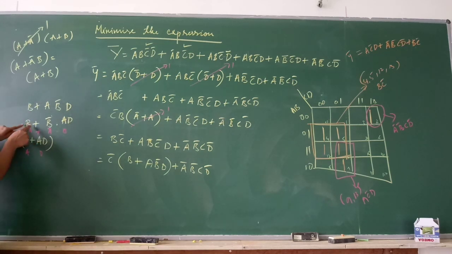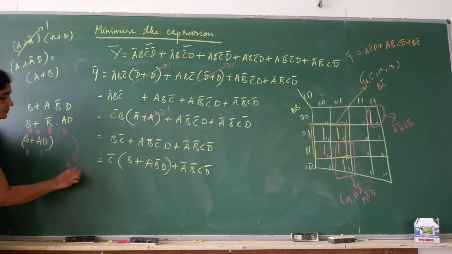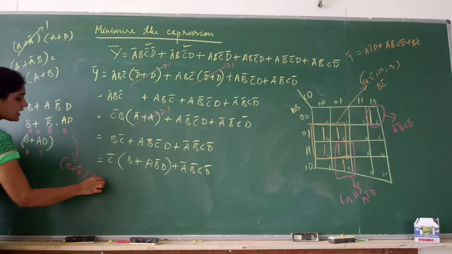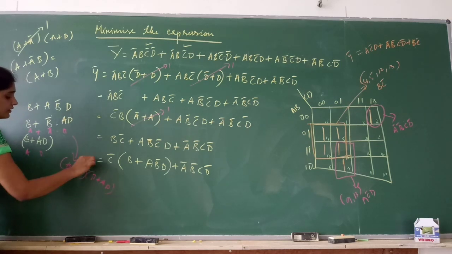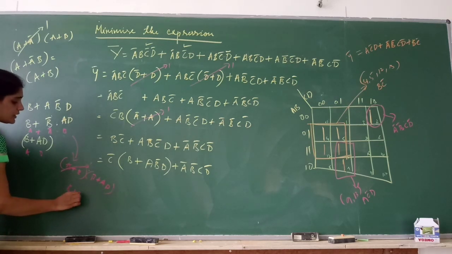How is that? See, this can be written as B plus B bar into B plus AD. What is B plus B bar? 1. So this will be equal to what? B plus AD.